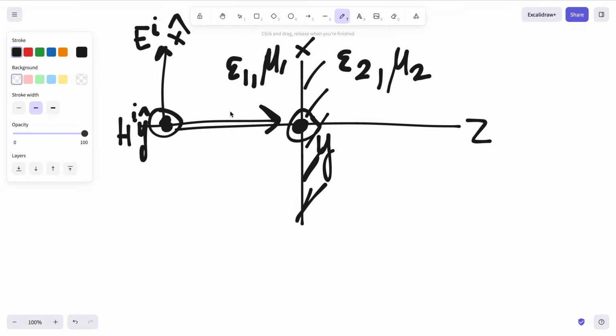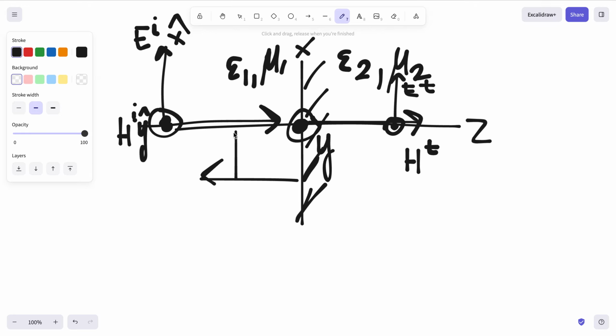Then, when this incident wave hits the boundary, it'll produce a transmitted wave with similar direction for the magnetic and the electric components, and it'll produce a reflected wave, which has a component E sub r, which points in the same direction as E sub I, but now the wave is rotated 90 degrees as it propagates, so that H sub r points in the negative y hat direction.